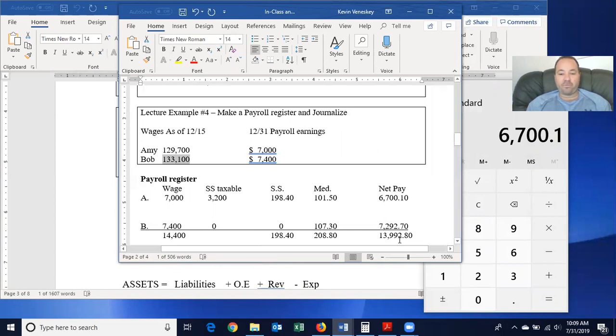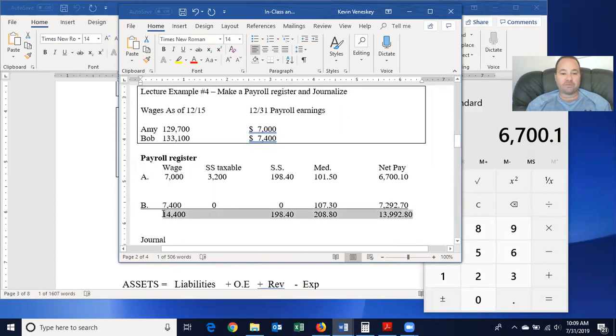And then the reason why I totaled these is because in the next part, I want you to journalize. So if you didn't journalize yet, go ahead and pause the video with these numbers and make the journal entry, both of them, for the employee and the employer.